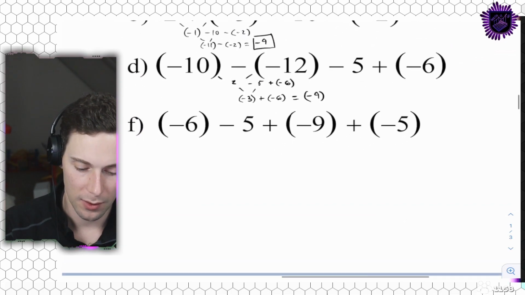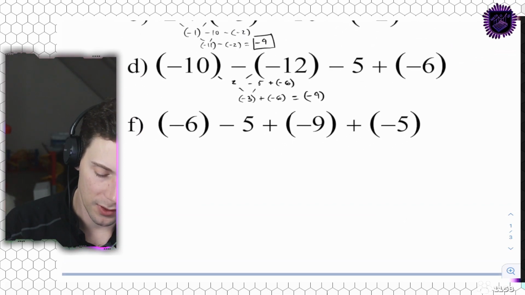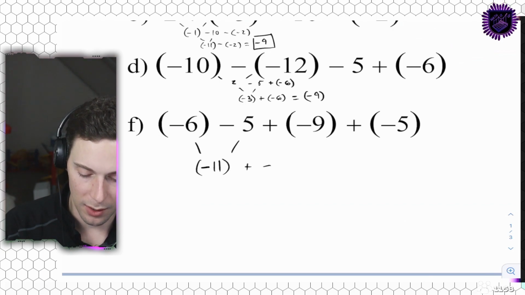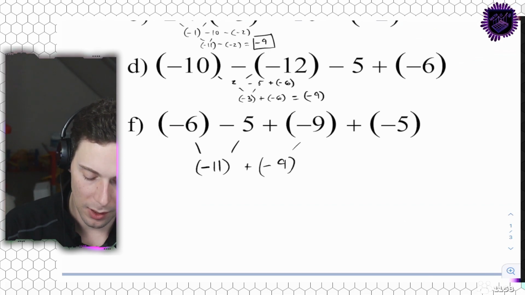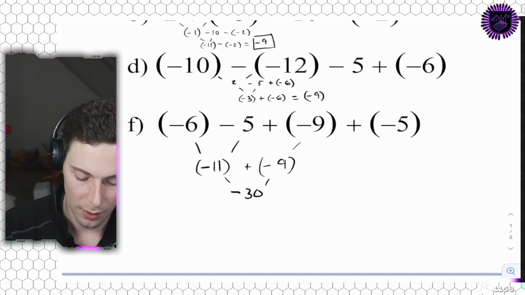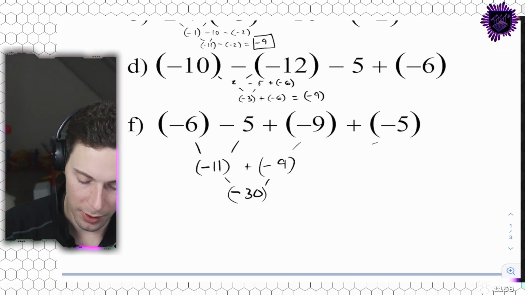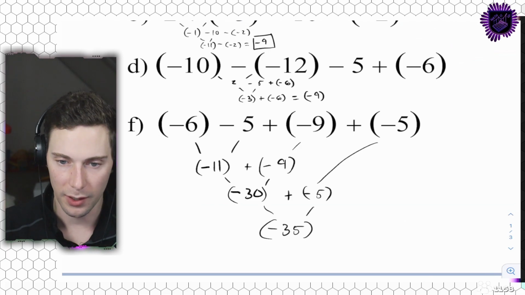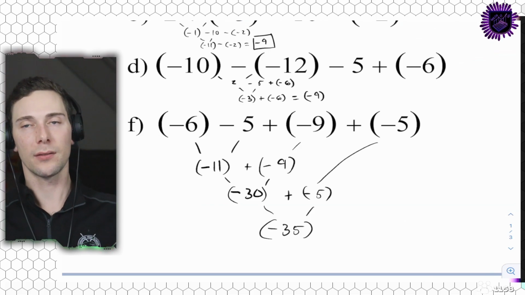Last one here. We have negative 6 minus 5. So minusing a positive. It's going to make this negative 11 plus negative 9. Making it more positive. This is going to be negative 30 down here. And negative 30. And we're going to bring 5 down plus negative 5. Making it more negative again for an answer of negative 35. Final answer. F. That's it.